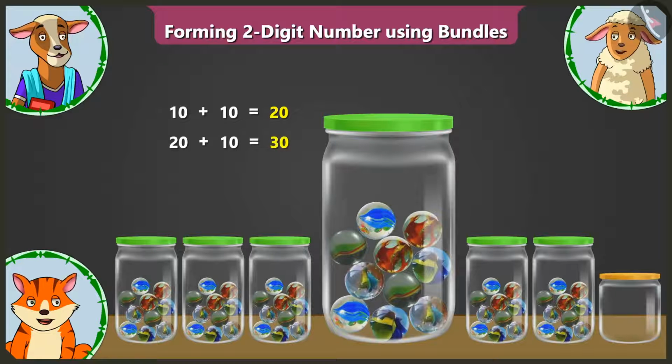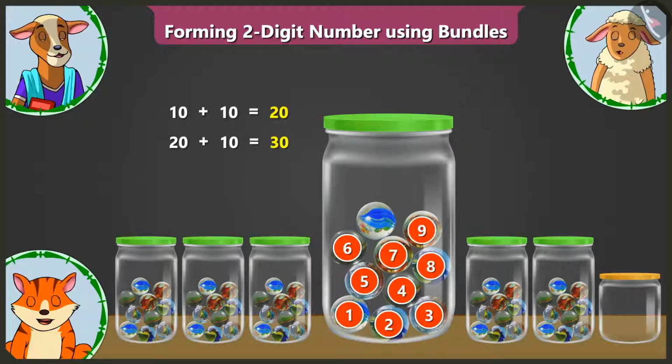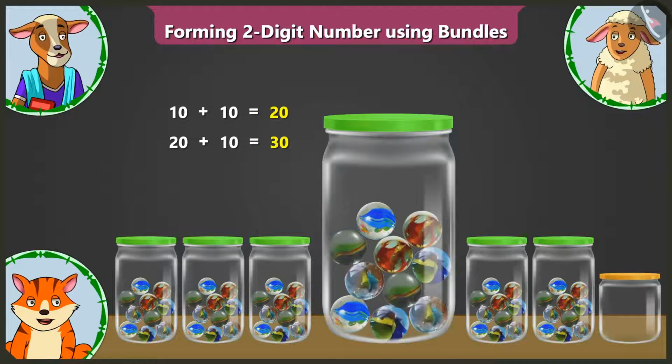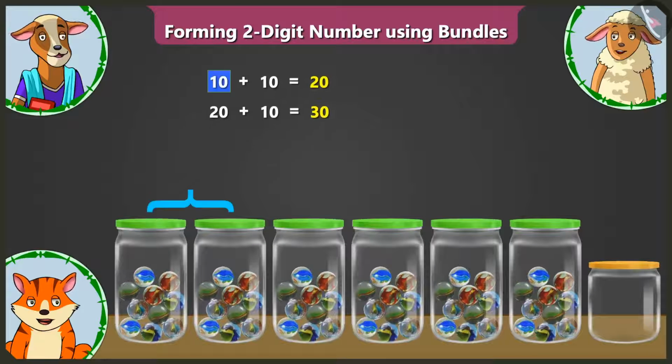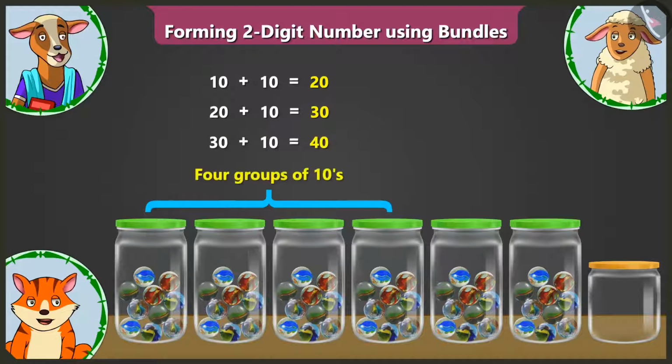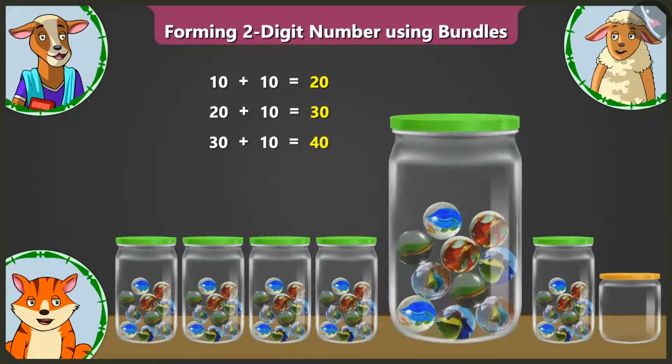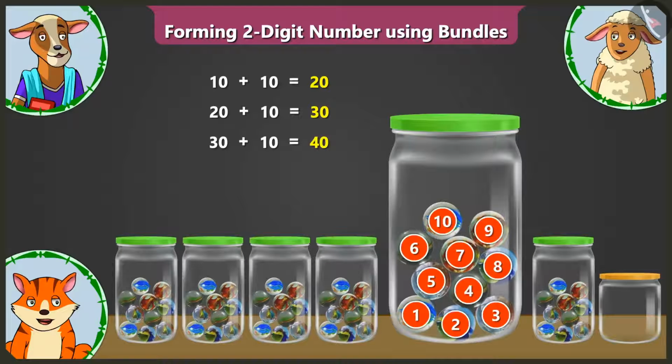Now Lily, you count the marbles in the fourth jar. In the fourth jar, there are 1, 2, 3, 4, 5, 6, 7, 8, 9 and 10 marbles. Absolutely right. So these are 10 and 10, 20, 20 and 10, 30, 30 and 10, 40. Four groups of tens. This fifth jar also has 10 marbles.